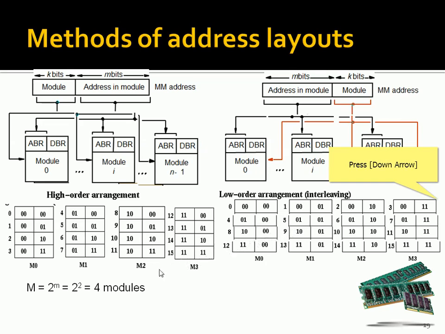In this example, 2 power m, that is 2 power 2, equals 4 modules, and 2 power k, that is 2 power 4, gives 16 words. So there are 4 modules and 16 words. In lower order interleaving, consecutive words are available in consecutive modules. In higher order, consecutive words are available in a single module.